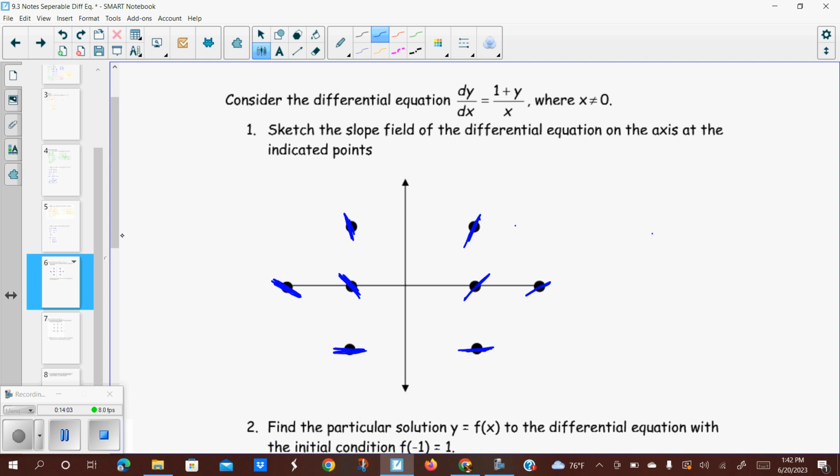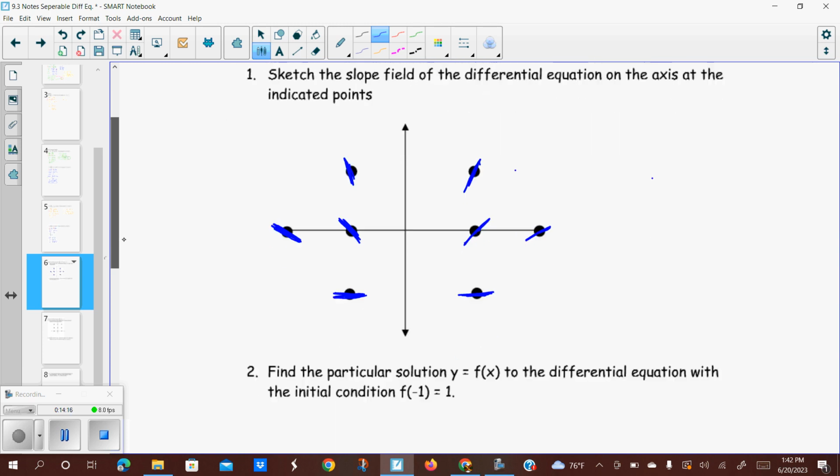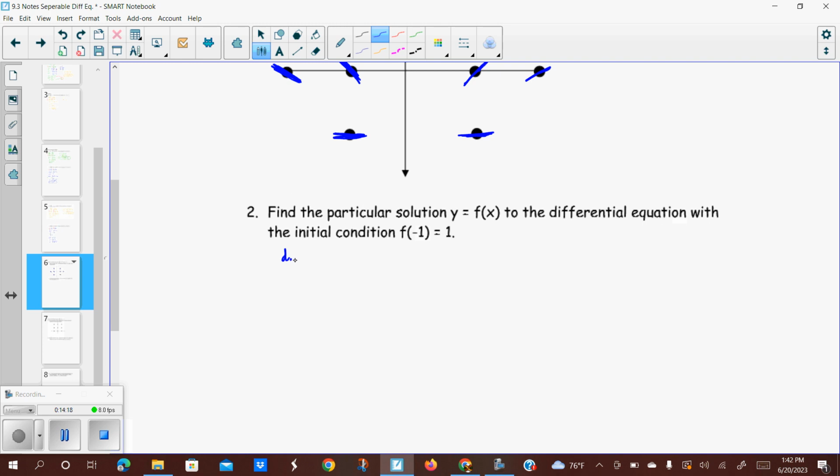And the bottom part says, find the particular solution, y equals f of x, to the differential equation, given the initial condition f of -1 equals 1. So again, we have a way to find c. So let's go ahead and do that. So dy over dx was equal to 1 plus y over x.